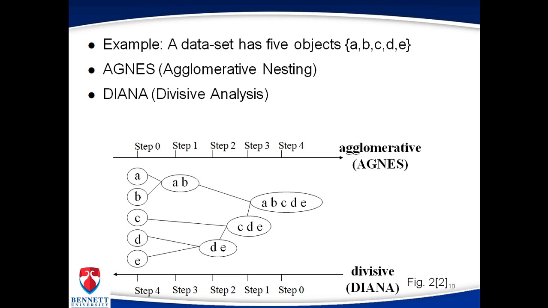And if we talk about the big cluster A, B, C, D, E, it is further divided into A, B and C, D, E, and C, D, E is divided into C and D, E, and further divided into single clusters. A leaf node is a single outlier, maybe in its own single cluster. That is called Dyna. So basically, these are Agnes and Dyna.